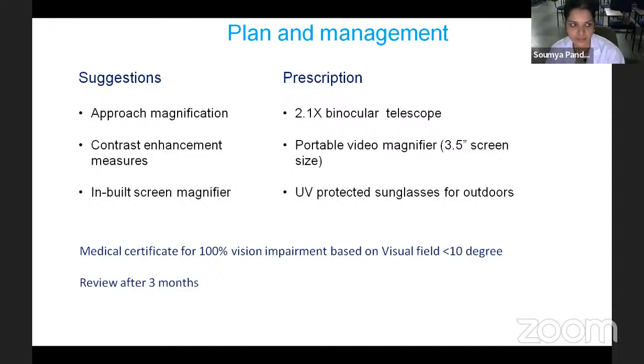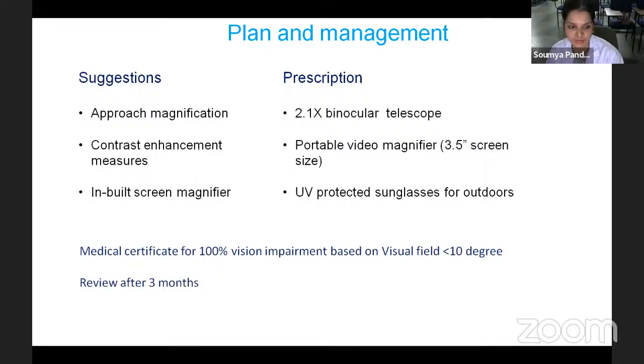The suggestions are that approach magnification for reading, watching TV and face recognition will not deteriorate his vision. We counseled him, and we also discussed contrast enhancement measures like use of extra illumination and a felt pen, which can improve the contrast. For computer work, we demonstrated the inbuilt screen magnifier and suggested he use it for independent computer work. In prescription, we provided a 2.1x binocular telescope and a 3.5-inch portable video magnifier.